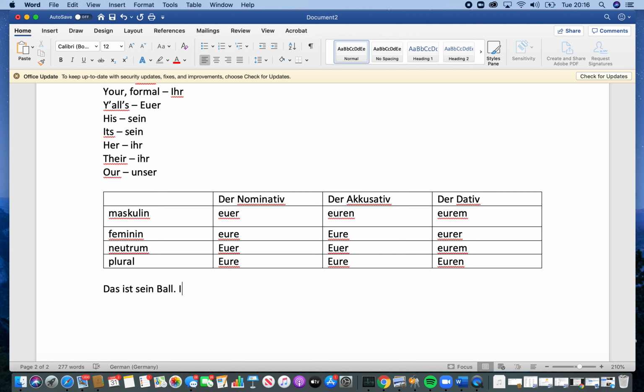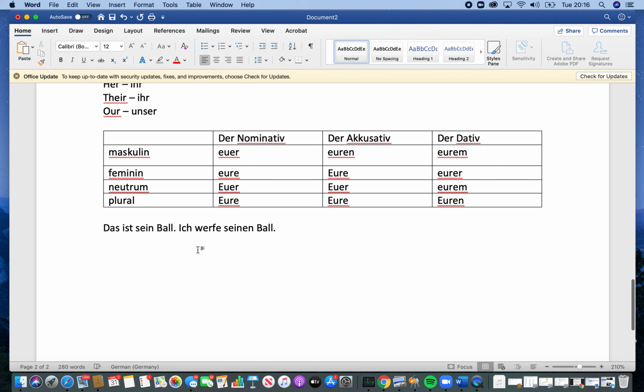I could say, ich werfe seinen Ball. I throw his ball. So I am the subject. I'm carrying out an action, which is throwing, and his ball is what's being thrown. So we know it's in the accusative case, and because it's masculine, it gets this en ending. So ich werfe seinen Ball.